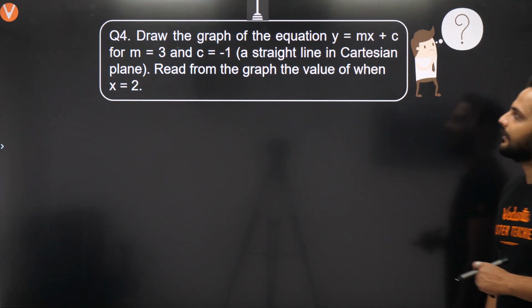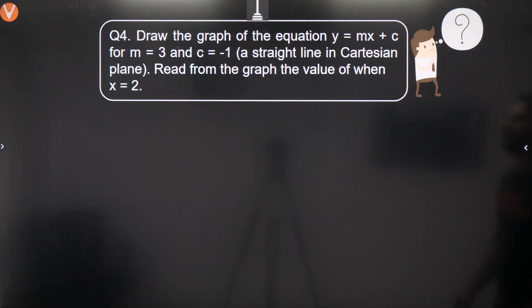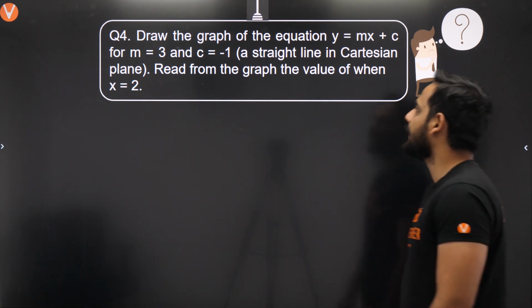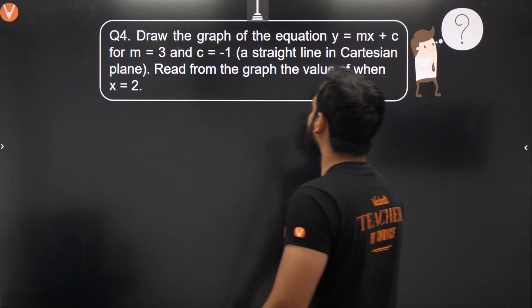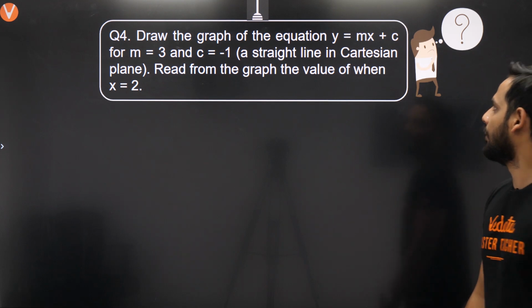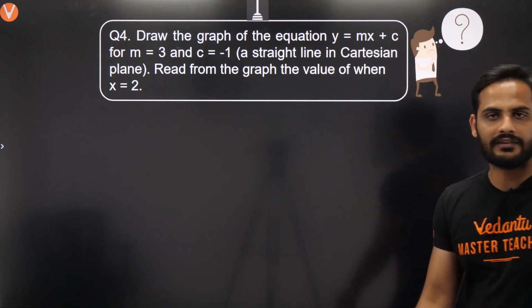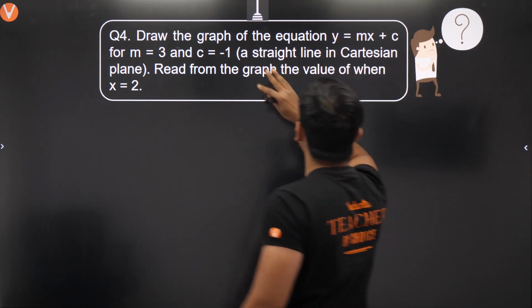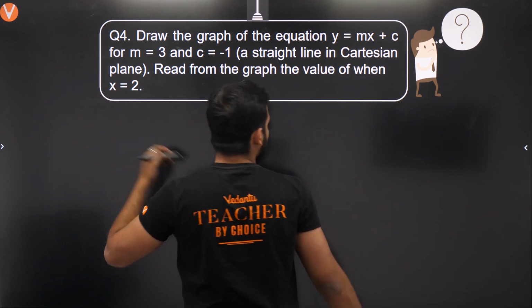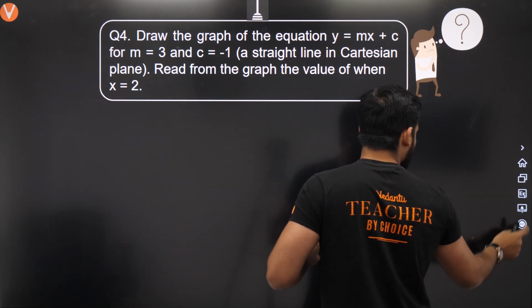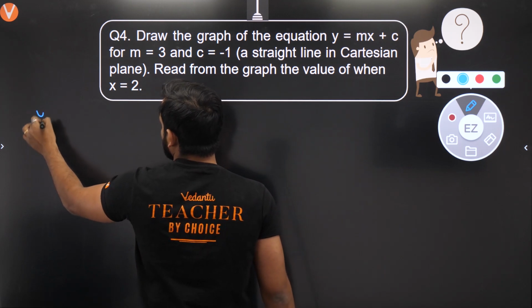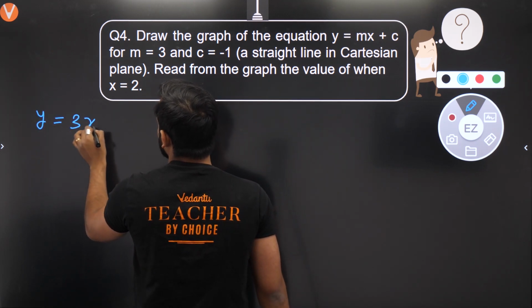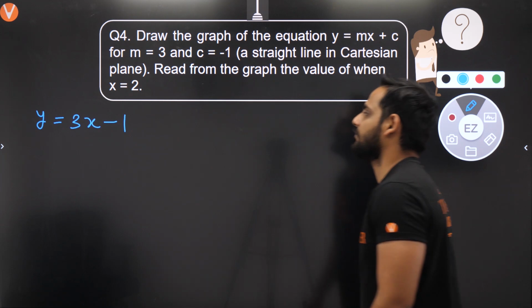Now let's move ahead. Draw the graph of the equation y = mx + c, where m = 3 and c = -1. Read from the graph the value of y when x = 2. Very easy, we need to draw the graph. First, put the values of m and c as 3 and -1. So the equation which we need to solve will be y = 3x - 1. This equation we need to solve.